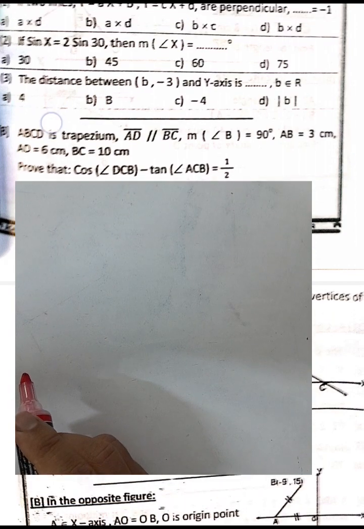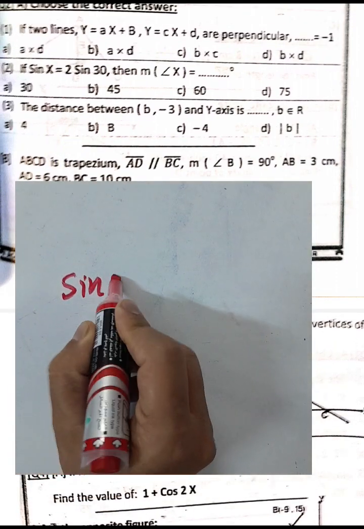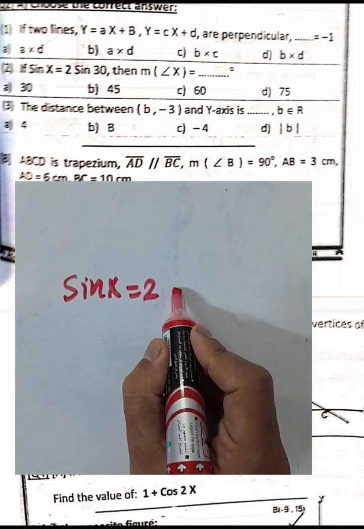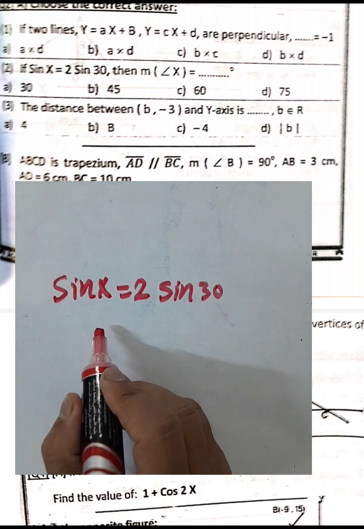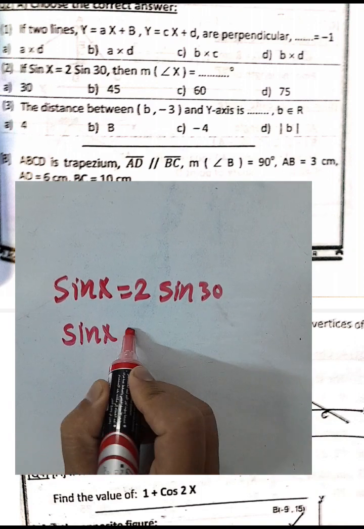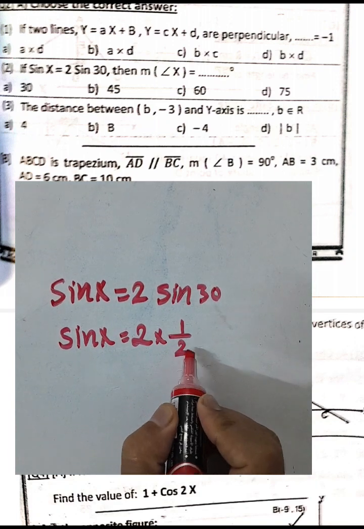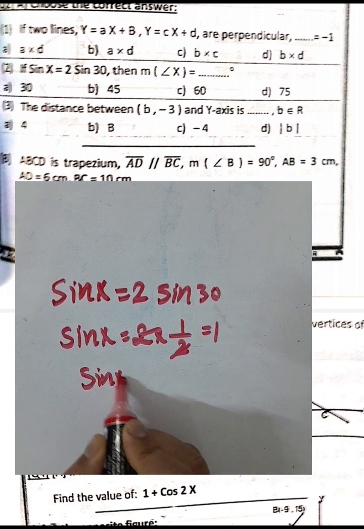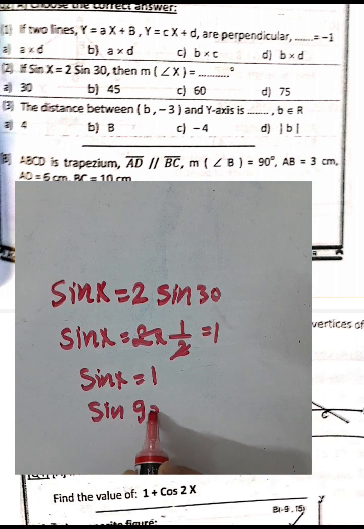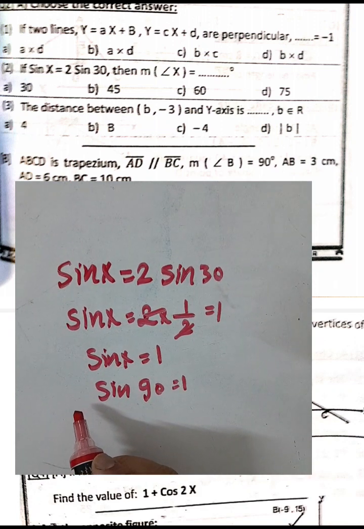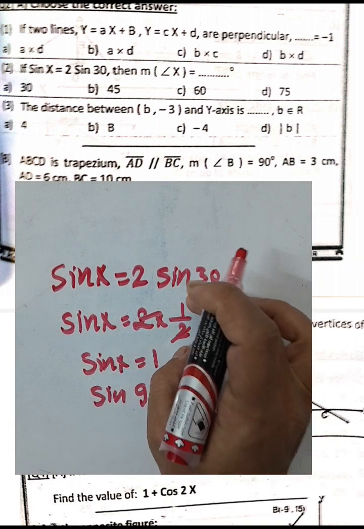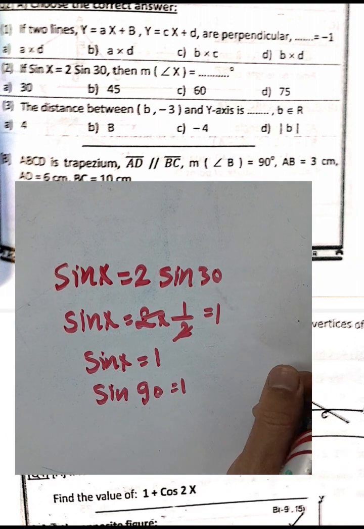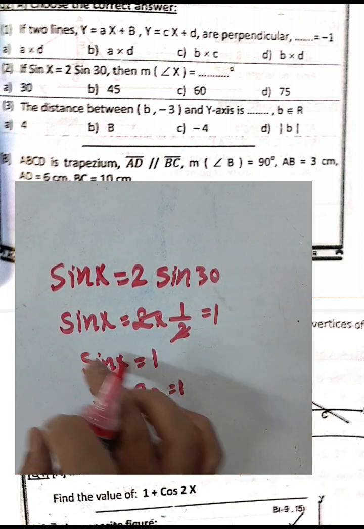Next question, if sine x equals 2 sine 30, we want to find the measure of angle x. Okay, we can solve this example. Sine x equals 2 times sine 30, which will be half. 2 times the half equals 1. Then sine x equals 1. Sine 90 equals 1. The measure of angle x equals what? Sine x equals 2 times sine 30. Sine 30 equals half. Then sine x equals 1.